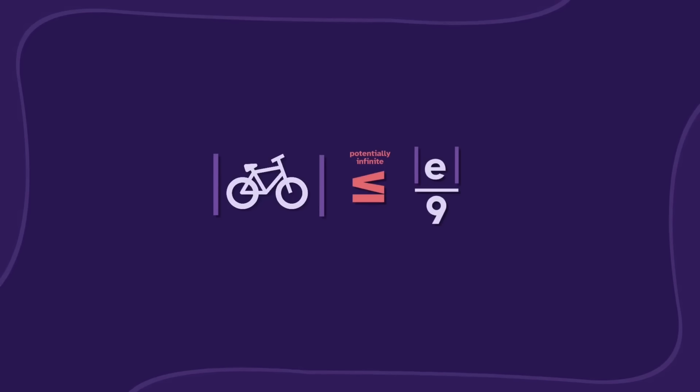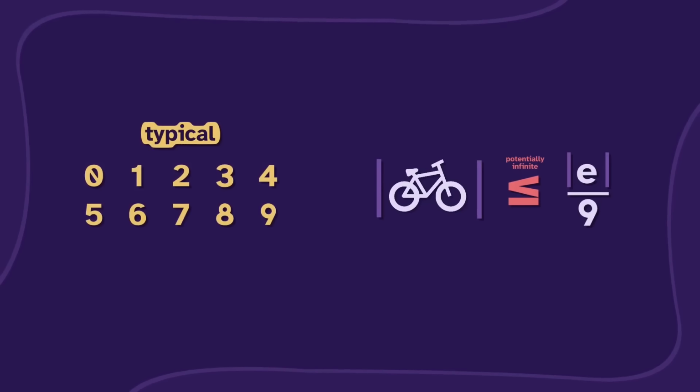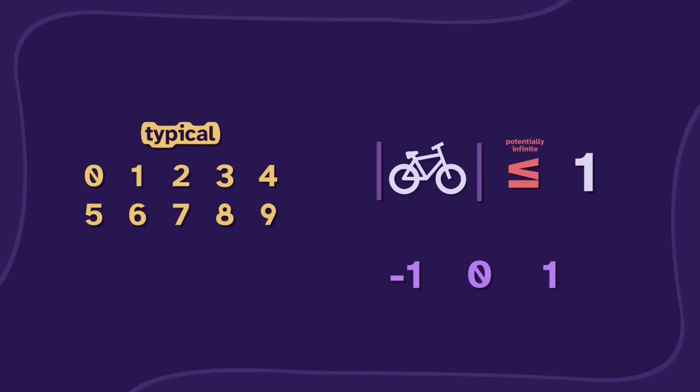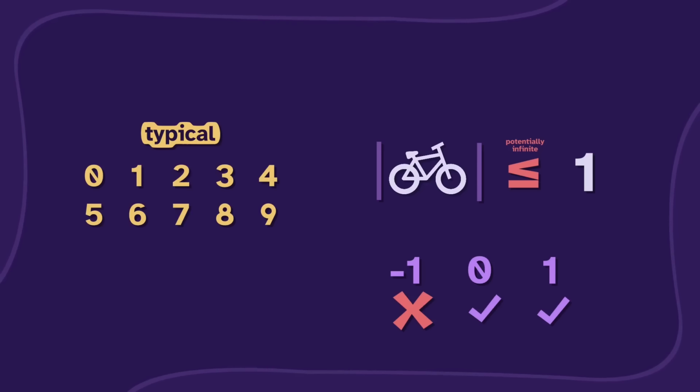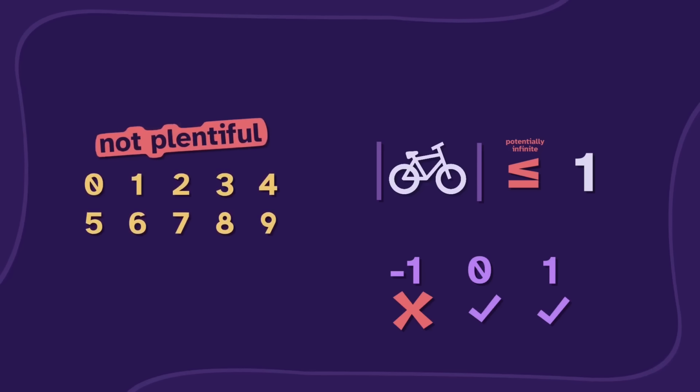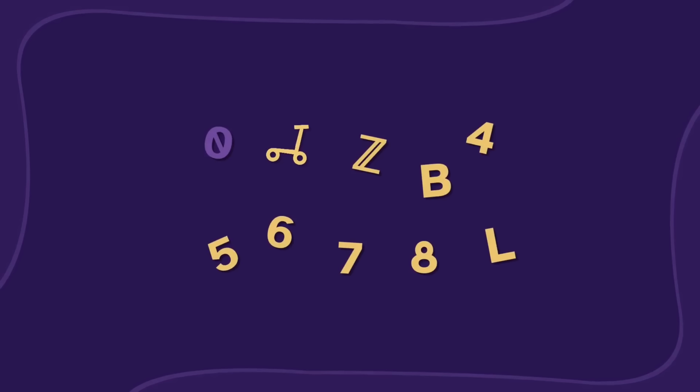And now we have this formula for the potentially infinite range. Let's apply it to the typical digits. The biggest is 9, so we get absolute 9 over 9. That's just 1. We only need to check a few values. 0 and 1 are fine, but -1 is not writable, not without its precious hyphen. And therefore, these typical digits are not plentiful. But that's okay. We have our new set, and we can mess around with it even further.